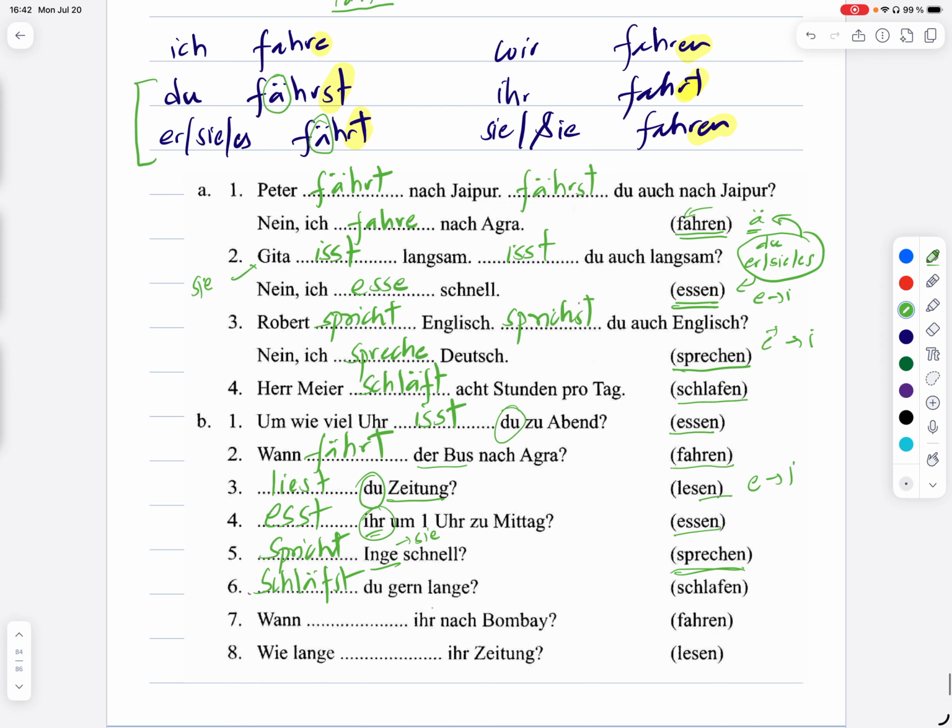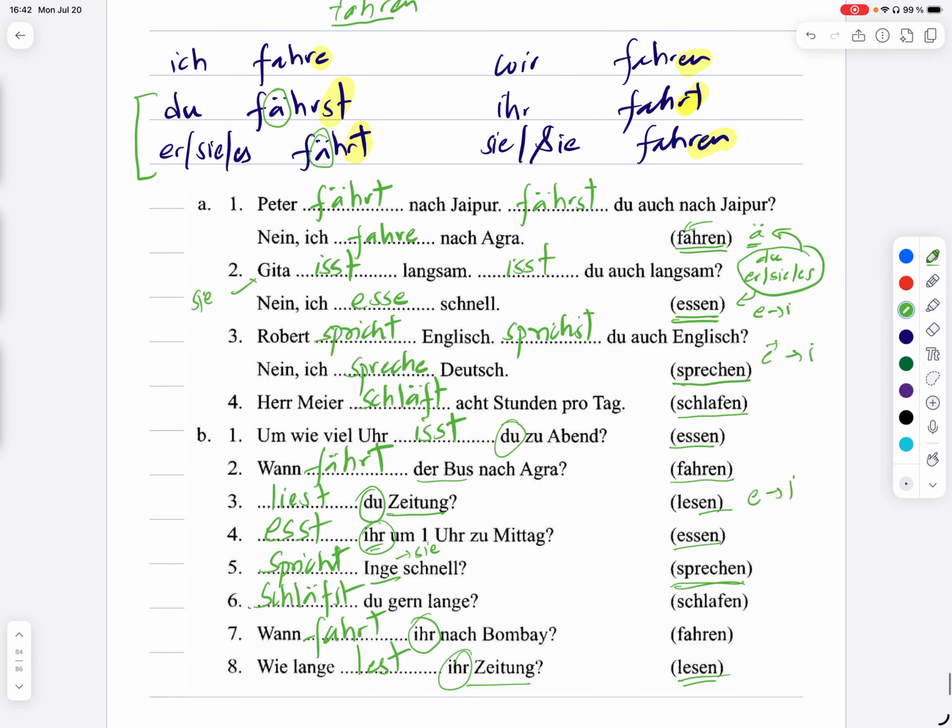And then wann fährt nach Bombay. Then we do this. Wann fährt, right? We want to do for er, sie, es. Wann fährt er nach Bombay. Wie lange lest ihr Zeitung? So we will do it for ihr and the lesen. So it will be lest. So no conjugation for this, only the normal one, but not the irregular verb conjugation, changing the e to i or a to a umlaut.